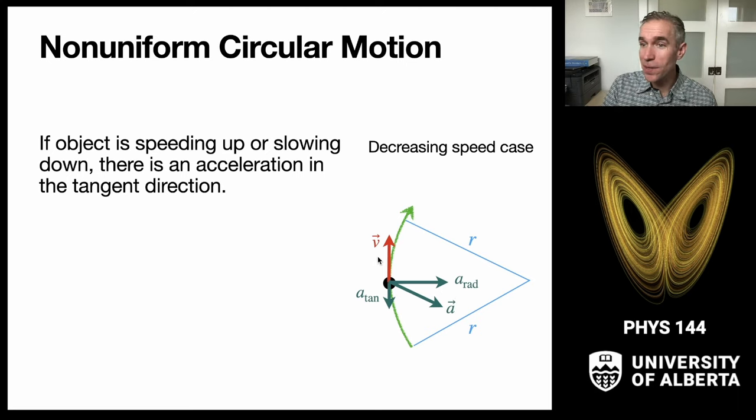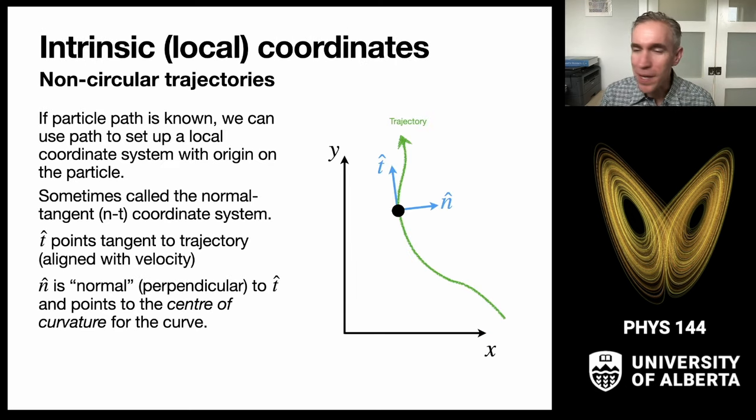Okay, so this is all good for circles, but not everything moves in a circle. In fact, we have these arbitrary random trajectories that do little loop-de-loops and go all over. And so we need to figure out what the accelerations are along these trajectories. The key for doing that is to set up our very own coordinate system that's basically locally like a circle. I'll call this the NT, or the normal tangent coordinate system, which is not the XY coordinate system, but it's anchored on the trajectory of the particle.